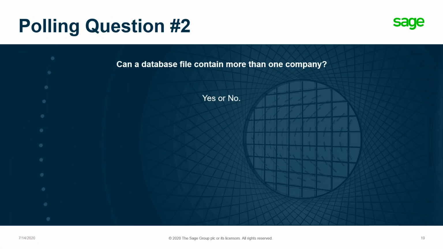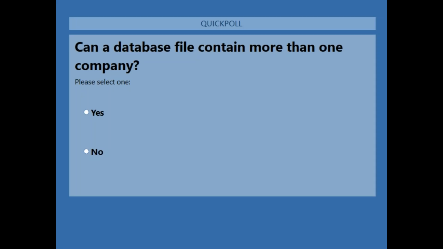Now we have another polling question for you. This one says, can a database file contain more than one company? So is there enough that I've mentioned that it gives you any indication to the answer for this? And Bob will be bringing up that question for you. Okay, Paul, the question has been launched. Okay. So now that you can see the question, go ahead and answer yes or no.